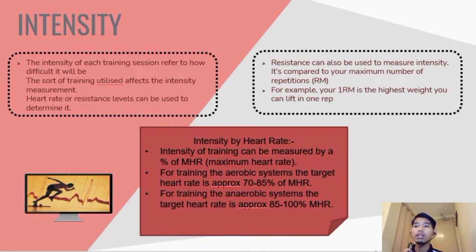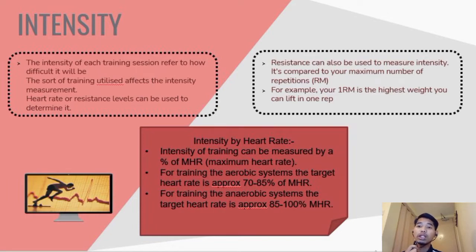But to measure intensity by heart rate, intensity of training can be measured by percent of your maximum heart rate. To get your maximum heart rate, it is 220 minus your age. So if your age is 20, 220 minus 20 gets 200. So the 200 is your maximum heart rate.